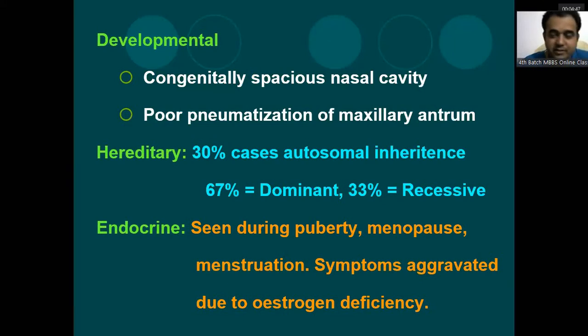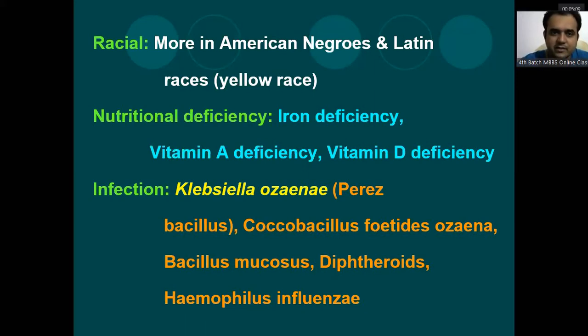Developmental: congenital spacious nasal cavities and poor pneumatization of the maxillary antrum. Hereditary: in 30% cases it is autosomal inheritance, in 67% dominant and 33% recessive, right? Endocrine: it can be seen during puberty, menopause, menstruation, with symptoms aggravated due to estrogen deficiency. Racial: it is more common in American Negroes and Latin races, the Hispanics. And nutritional deficiency in the people who have iron deficiency or vitamin A deficiency or vitamin D deficiency.